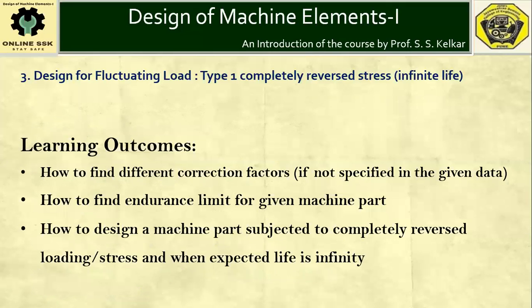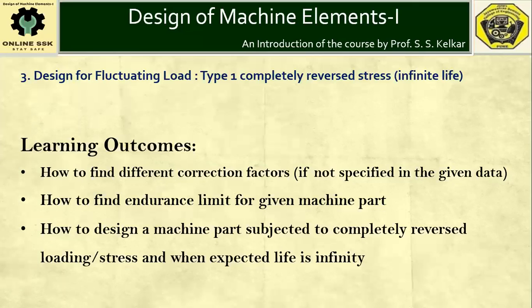So in today's video tutorial, we have learned how to find out different correction factors if not directly specified in the problem statement. Just like we have seen how to find out Kd, the modification factor for stress concentration, and different correction factors if not specified in the problem statement. Then we have seen how to find out the endurance limit for the given machine part. Endurance limit for the material of the machine part is given by 0.5 times Sut.